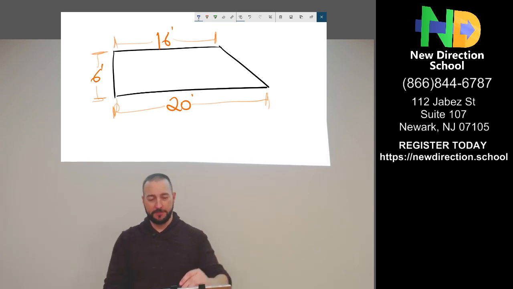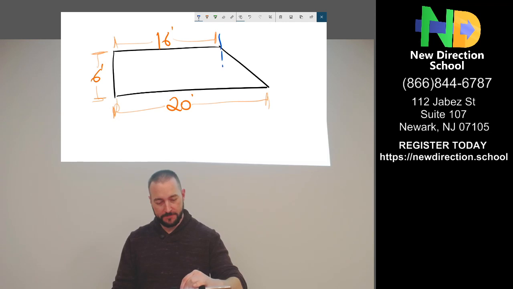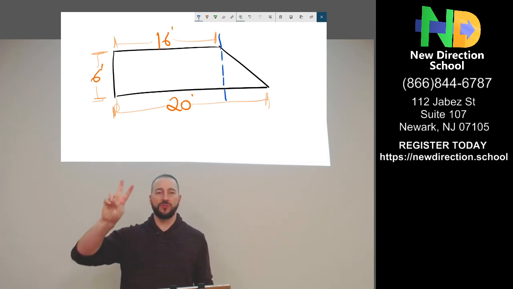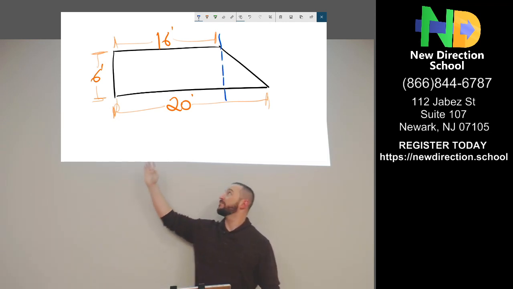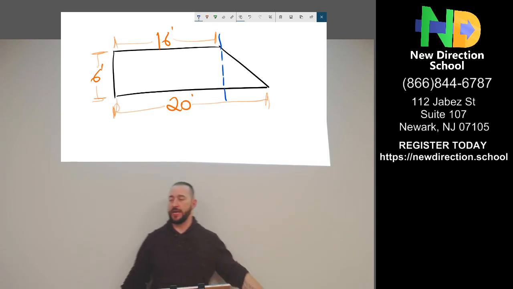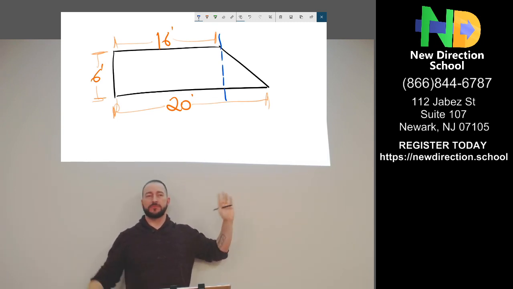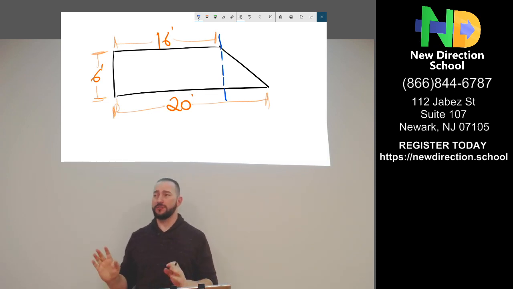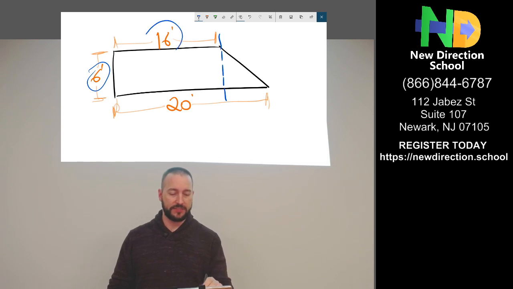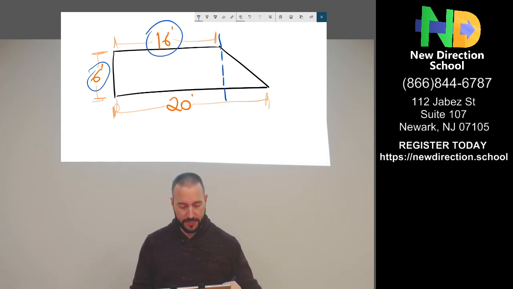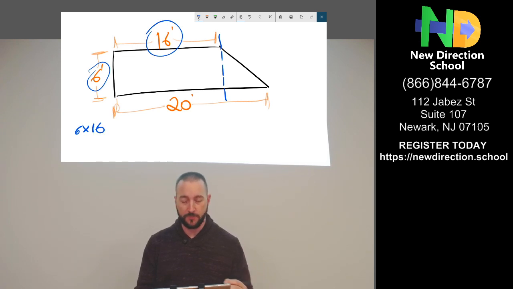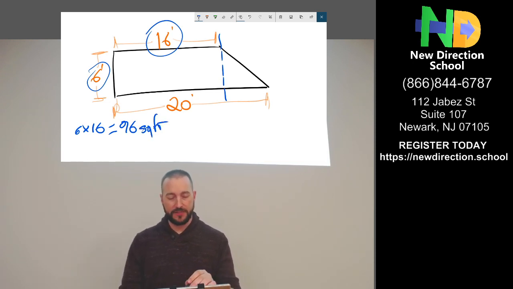So we're going to put an imaginary line right here. Now we have two known shapes. We have a rectangle and we have a triangle. Great. Now the rectangle is easy because we have two numbers. We have 6 and we have 16. So the area is 6 times 16, so width times length, which equals 96 square feet.